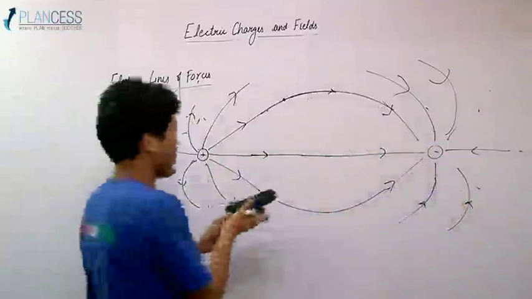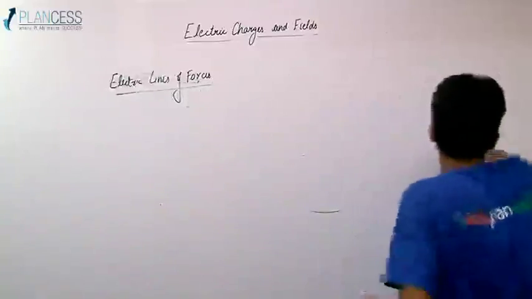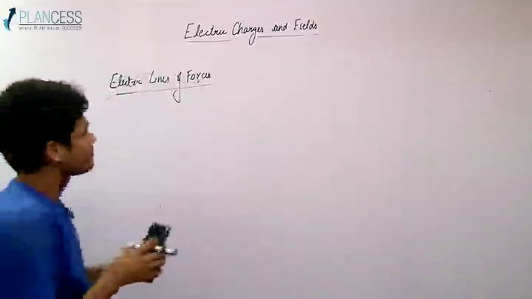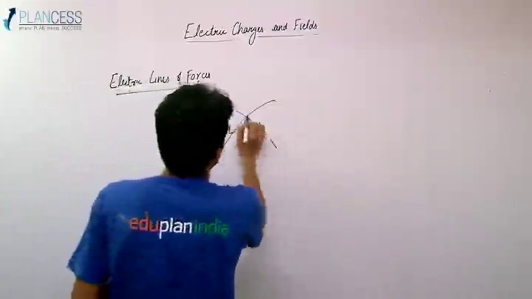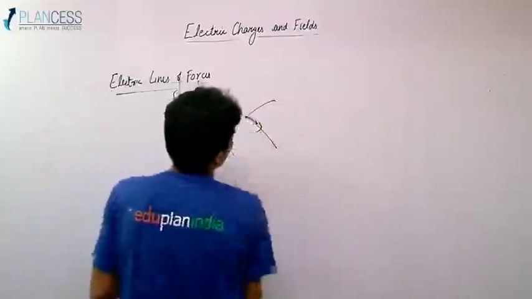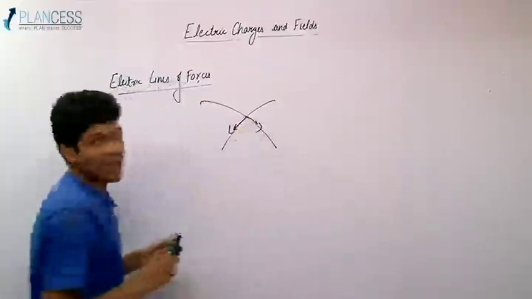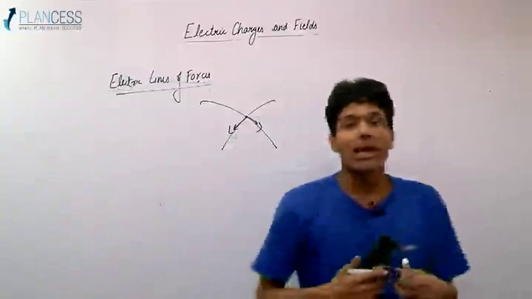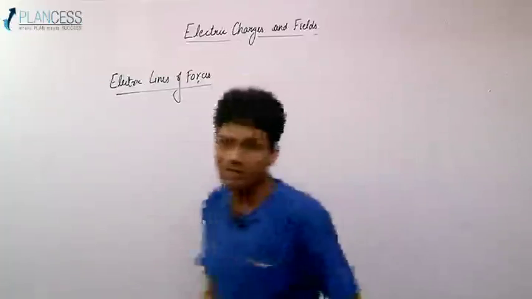Another property of electric lines of forces is that two electric lines of forces never intersect. The reason being, let us assume that they intersected at a point like this. At this point, one line of force will give that electric field's direction is here, and the other will give that electric field's direction is here, which is not possible because total electric field at a point can have only one direction. So this proves that electric lines of forces cannot intersect with each other.